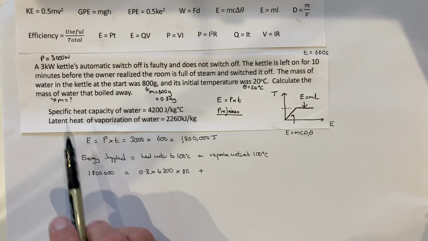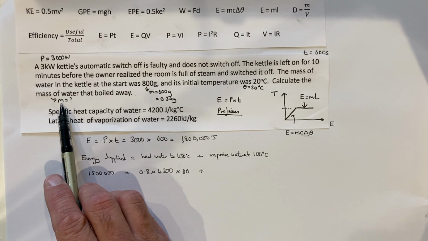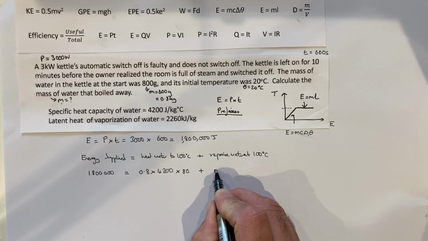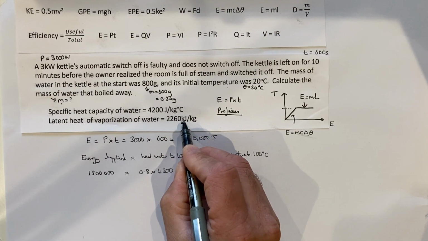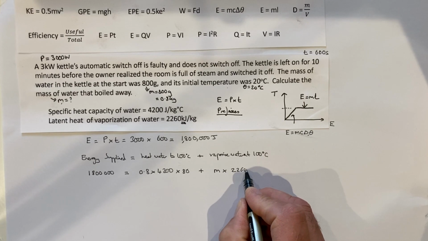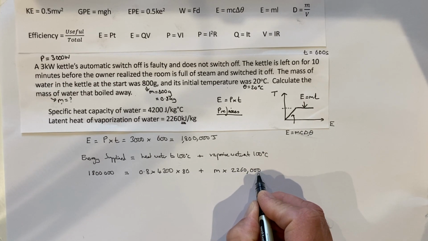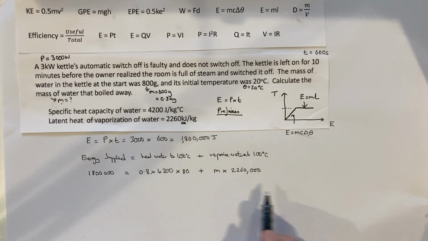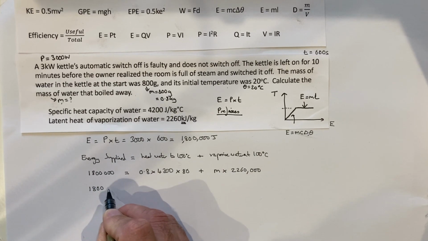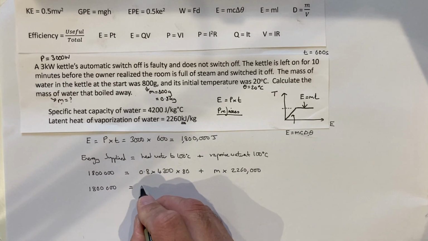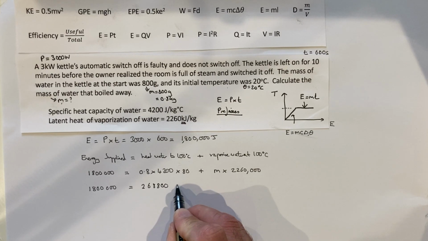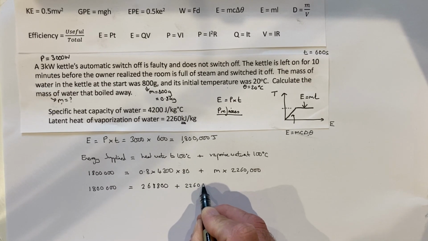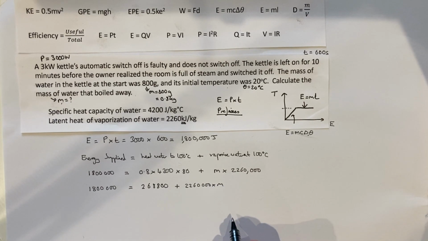And so the mass of water that I'll be able to vaporize and boil away will be equal to the mass, which I don't know, times the latent heat, which I do. And be careful, the latent heat is given in kilojoules. So that's 2,260,000 joules, times 1,000. I'm then going to simplify this. That gives me that many joules plus 2,260,000 times m.